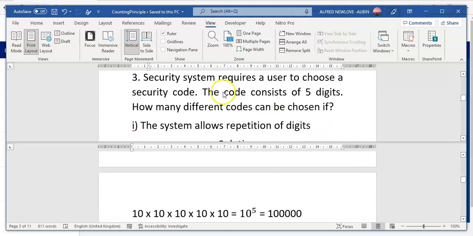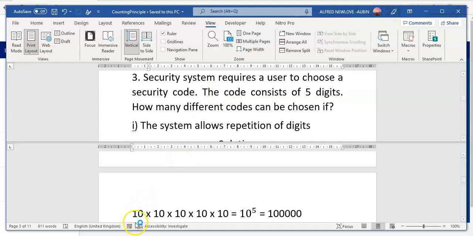Okay, now I'm going to make codes from 10 digit numbers. What are the digit numbers? It starts from 0 to 9. They are 10. So it means the code must consist of 5 digits. It can be 1, 2, 3, 4, 5, etc. But it must be 5 digits.